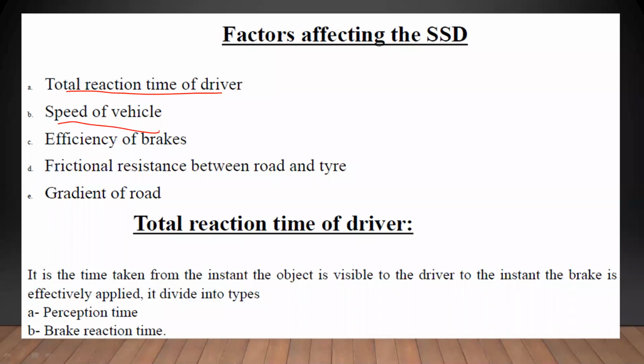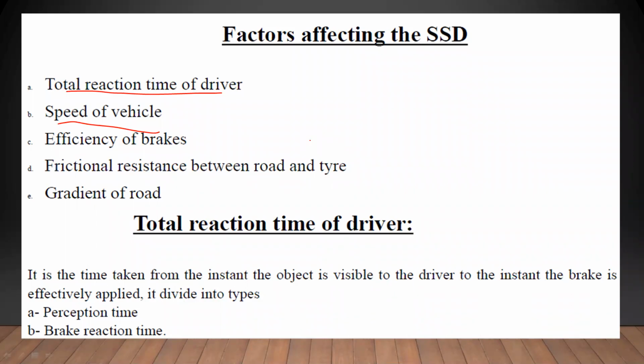Later on, the speed of the vehicle is also important, that is V, in meter per second or kilometer per hour. So it is also important. If speed increases, stopping sight distance increases, because at more speed, if you suddenly apply the brake, you may not be able to stop the vehicle immediately.